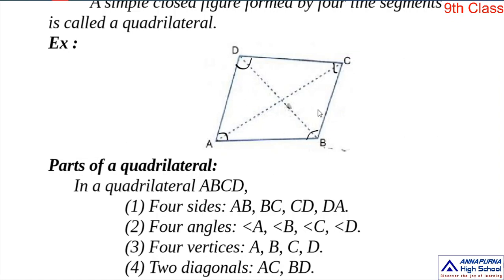A line segment joining non-adjacent vertices. A and B are adjacent vertices. A and C are non-adjacent vertices. The line segment joining non-adjacent vertices is called a diagonal. AC is one diagonal and BD is the other diagonal.